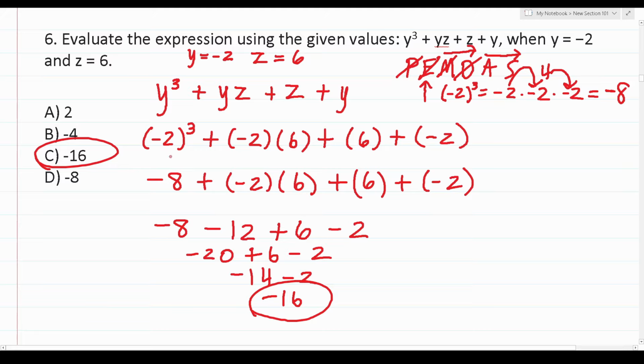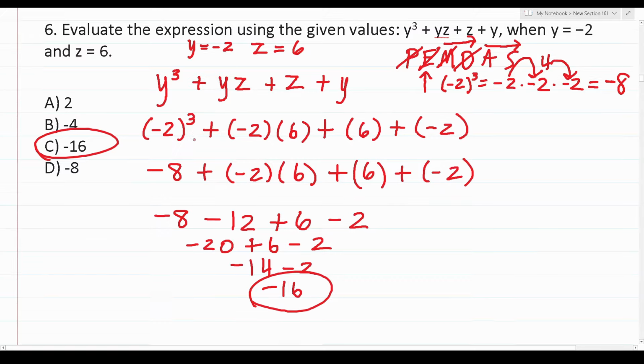You will have to evaluate expressions for given values on the ASVAB, and you will have to make use of the order of operations. So make sure you can do both those things for the test. All right, but that's that one.